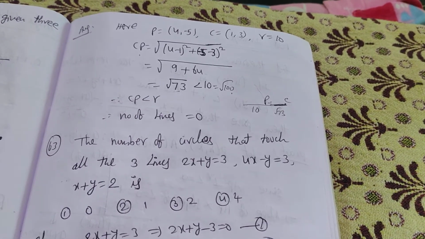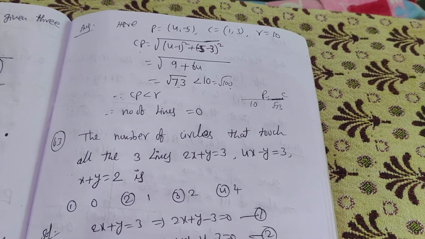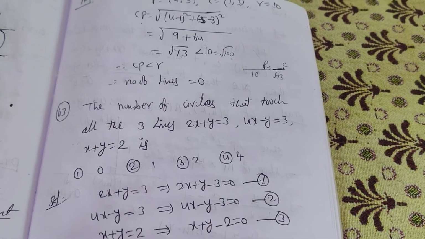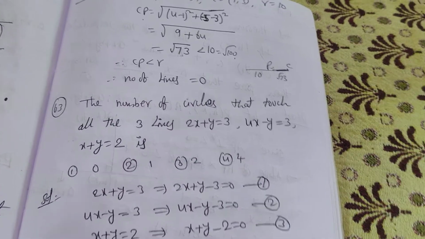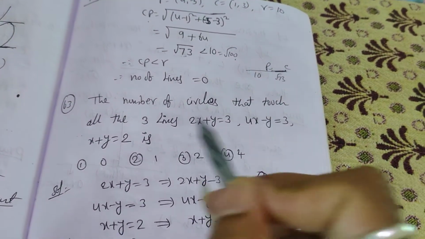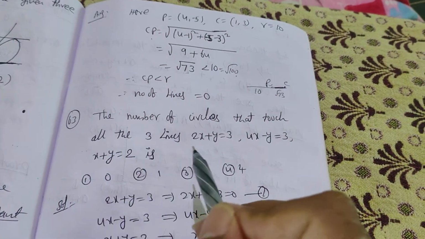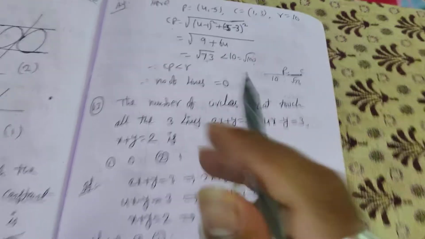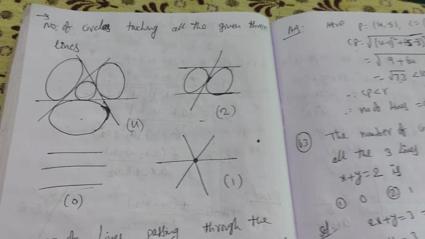The number of circles that touch all the 3 lines 2x plus y is equal to 3, 4x minus y is equal to 3, x plus y is equal to 2. Here, we just use this concept.